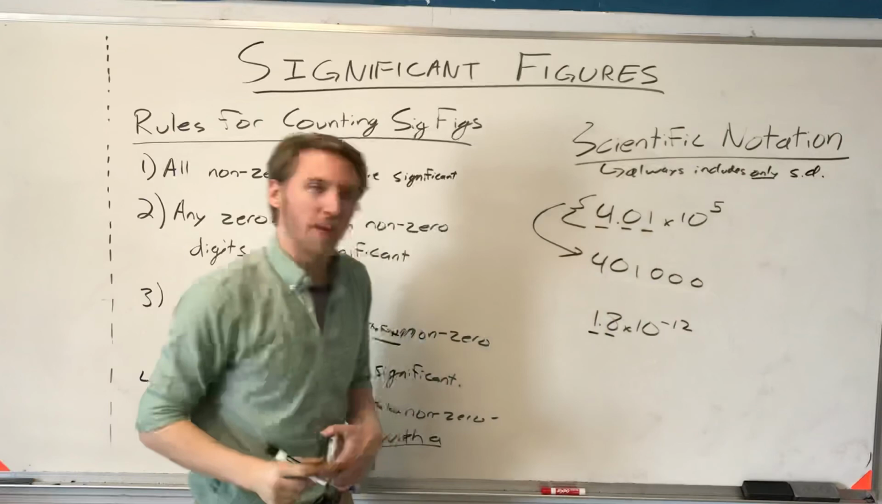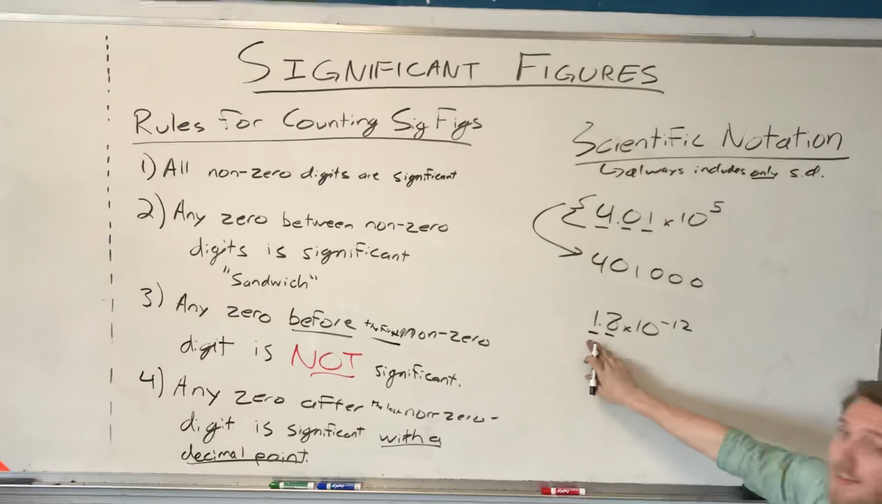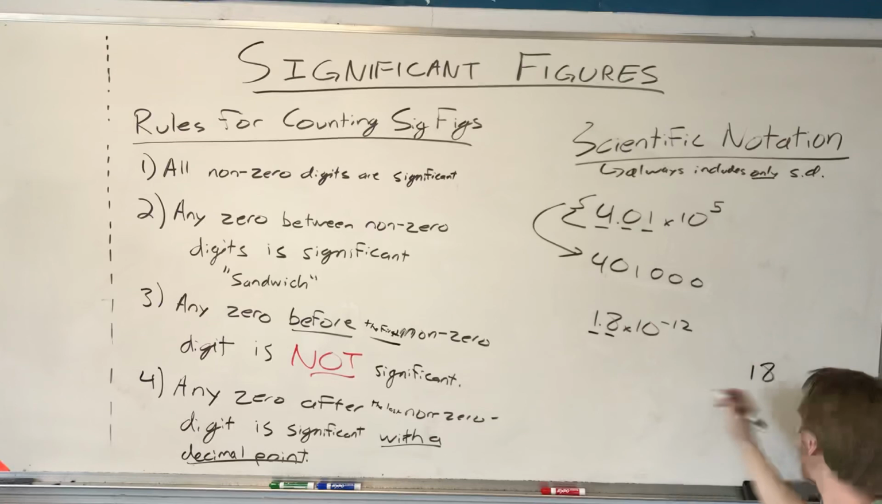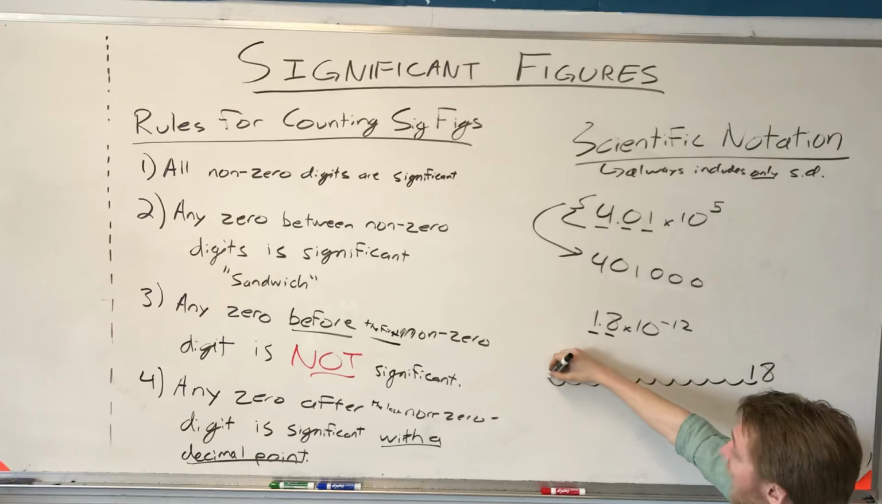So, 1.8 times 10 to the negative 12. That means I moved my decimal point 12 times, and the negative means I moved it to the right. So let's start way over here, and let's make sure I can move this decimal point 12 times back to the left. So 1, 2, 3, 4, 5, 6, 7, 8, 9, 10, 11, 12. I literally do that every single time. So now, right here, that's where the real decimal point is. And I need to fill in this gap with zeros.